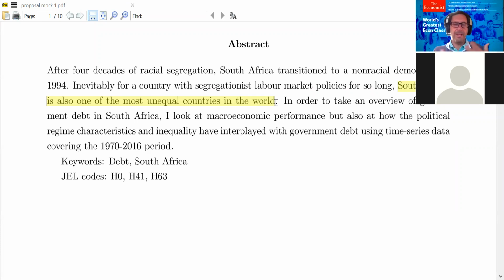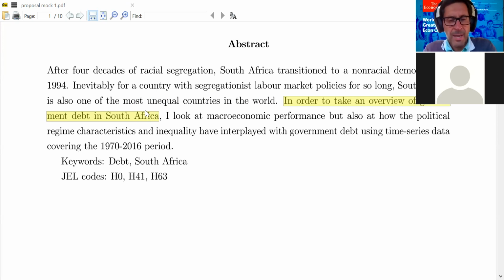Right? Again, because we don't know yet, this is a research proposal. So there is an element that you really have to motivate your subject a little bit. So there are 2 sentences in there about motivation of why, in this case, South Africa is an interesting country to study, right? So what do we do in order to take an overview of government debt in South Africa, or how government debt has been behaving or evolving over time before and after 94, right?